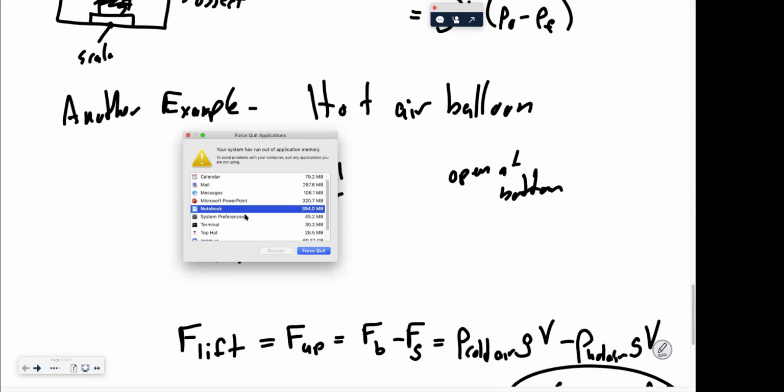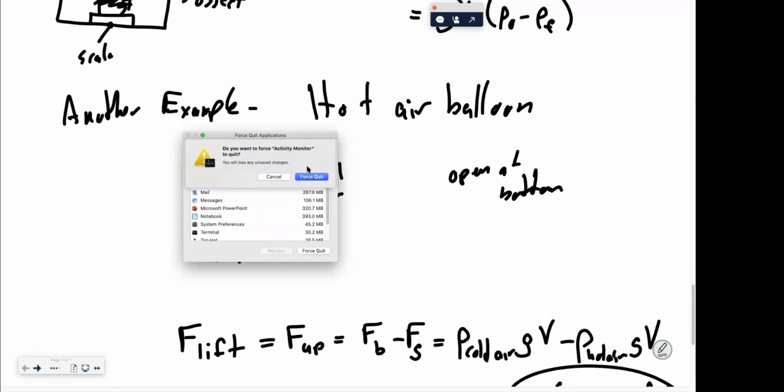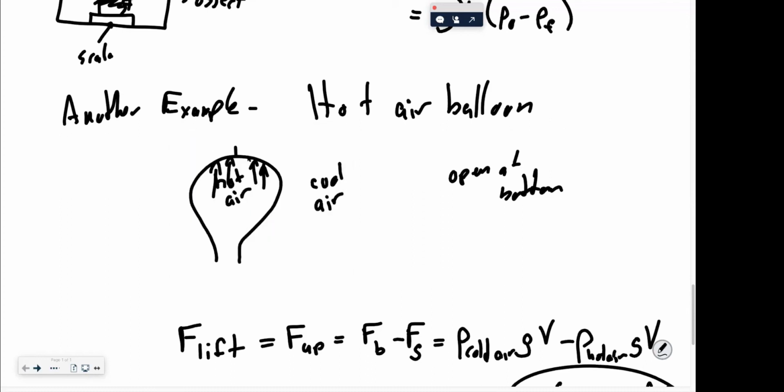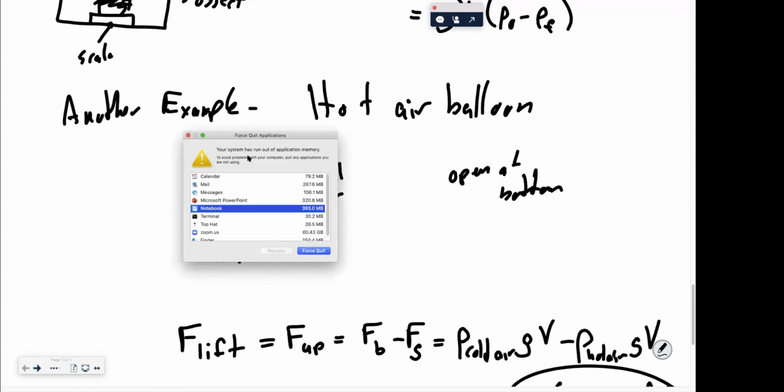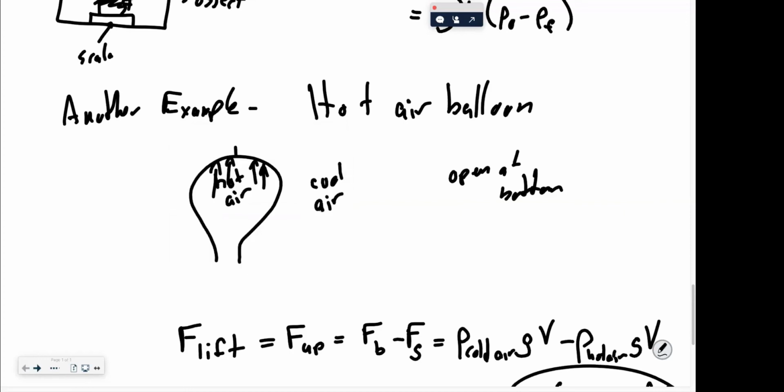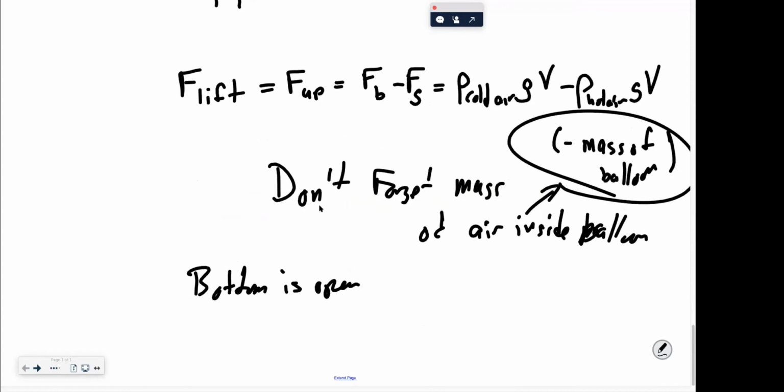What the heck? What do we want to quit now? How about Activity Monitor? Sure, make that go away. Okay, and just a little bit of pressure at the top. Okay, how about Mail? Sure, make that go away. Wow, I guess Mail was using a lot of memory.